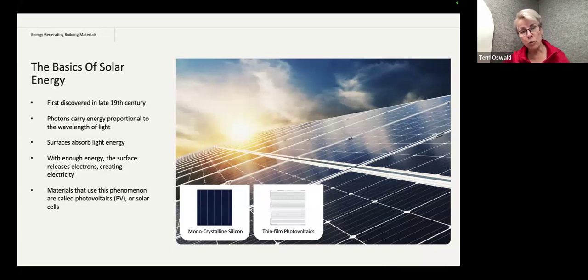Photons carry energy proportional to the wavelength of light. So the surface, once exposed to the sun, will absorb light energy, and with enough energy, the surface releases electrons, which create electricity. Okay, and materials that use this are called photovoltaics. Many of you are familiar with rooftop photovoltaics. It's the same concept. The only difference is instead of an angled application on a roof, it is a vertical application in the facade of a building.